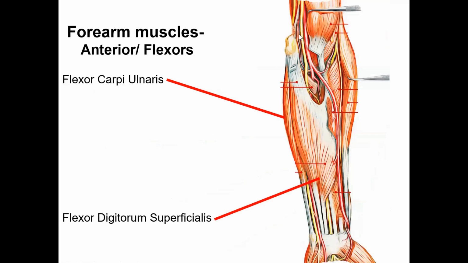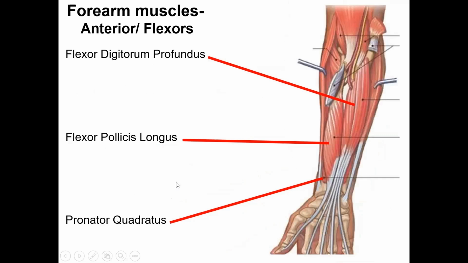These are the deeper flexor muscles or anterior forearm muscles that we would have to peel away that more superficial layer to see some of these, but we can appreciate the flexor digitorum from a more superficial view, and I'll show you that on the cadaver.